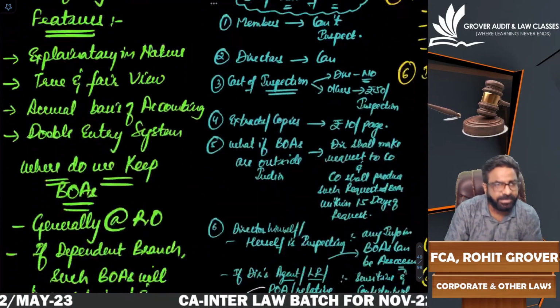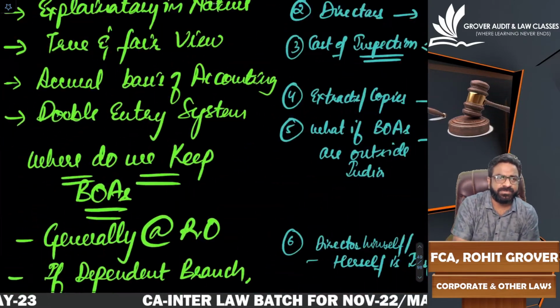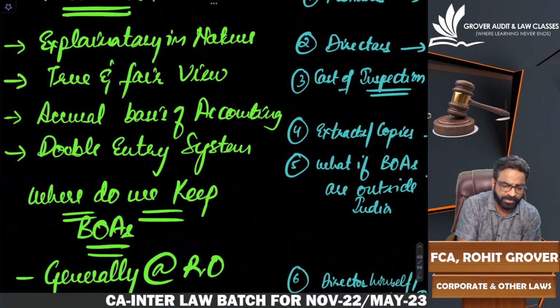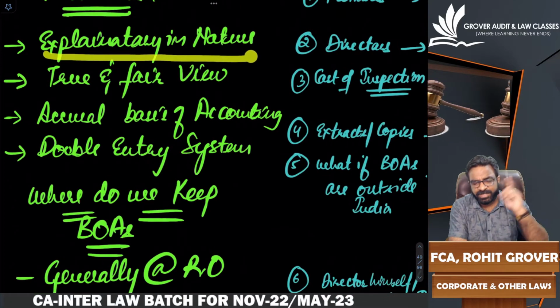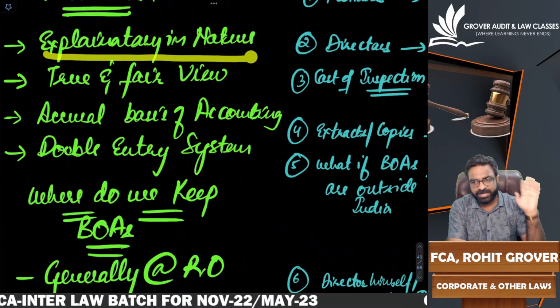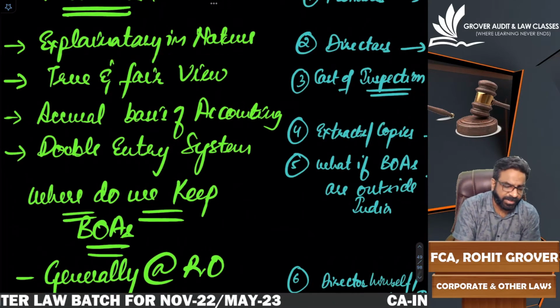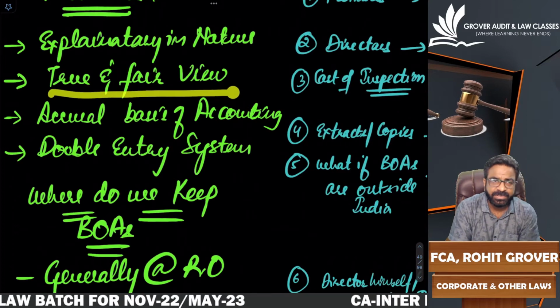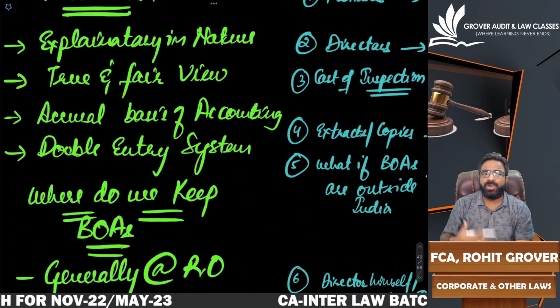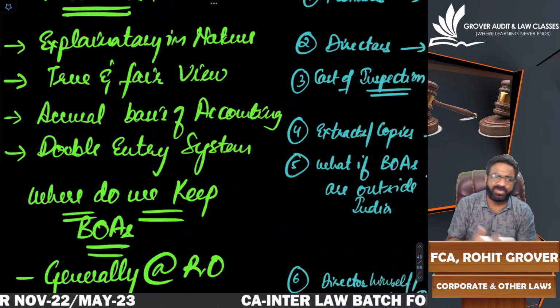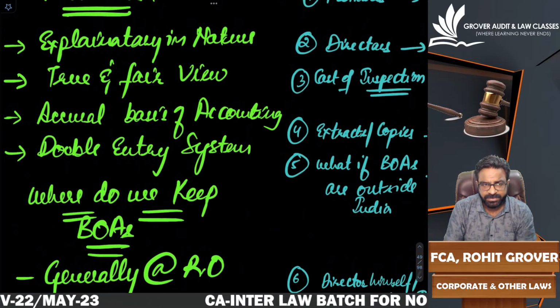Next point: features of the books of accounts. Read feature number one. Books of accounts are explanatory in nature, which means financial statements are summarized in nature. Second point: books of accounts are prepared on a true and fair basis. Now tell me, should we record true and fair values in the books of accounts, or untrue and unfair values? True and fair.